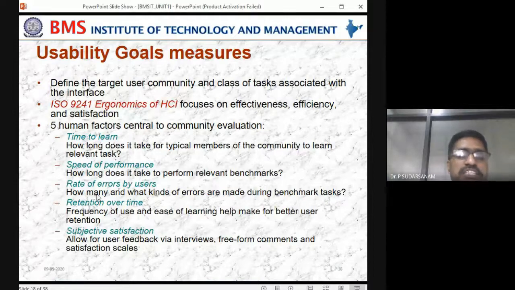Rate of errors by the users: errors also we have to rectify within the speed of the benchmarks. How many and what kind of errors are made during the benchmark task. Once it is completed, you have to check it out, and any errors that are there you need to rectify. Next is retention over time. Retention is important. It is better not to change until that particular project is completed.